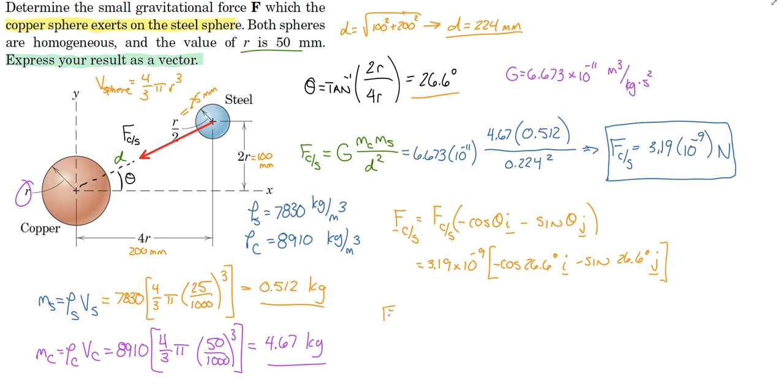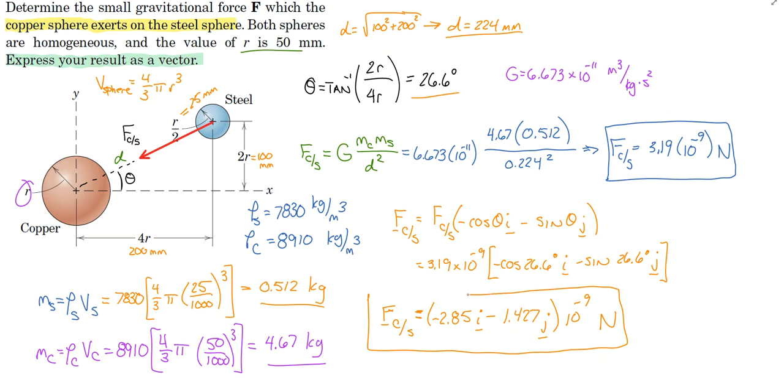And as a vector, the force which the copper exerts on the steel is equal to minus 2.85 in the i, minus 1.427 in the j, times 10 to the negative 9th newtons. And that is our final answer.